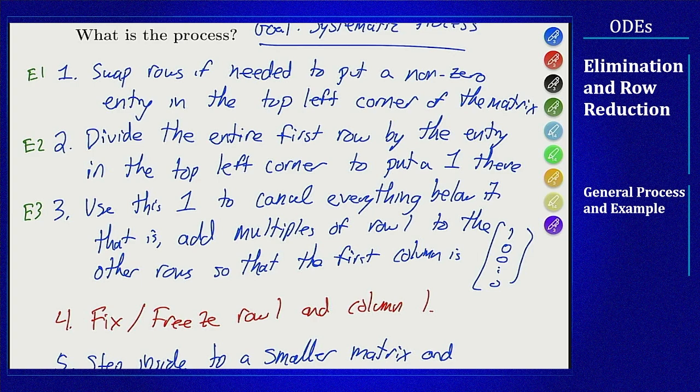Get something in the top row, put a 1 in that spot, and cancel below it. Swap things around, put a 1 in that spot, cancel below it. The process just keeps going that way. And if you follow this process directly, it'll give you a straightforward path to get the result you want for this problem. Let's also see an example of this process here in action.